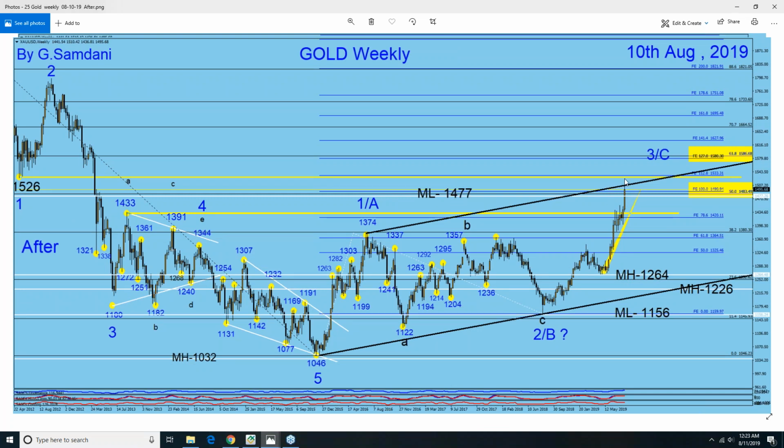1477 is gone. My final target for wave 3 would be the 127 level and 61% of the total drop. But here we got stopped because the channel trendline hit. So when the market opens up, we may retrace a little bit before going further to the upside. So be careful. The final target is still there. So that's what the gold is, and this is how the weekly chart looked.